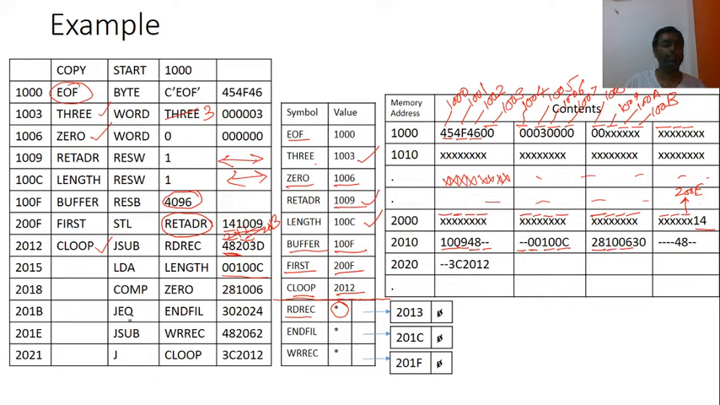Now the next instruction is JEQ ENDFIL. Just check that ENDFIL is present in the symbol table. No. We have to enter ENDFIL. Yes, we have to enter ENDFIL. Here it is inserted, and this is undefined because I don't know the value of ENDFIL.